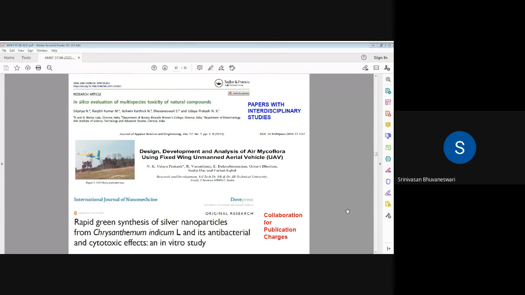Later, again, we had a collaboration with scientists from Korea, but I'm not very happy with this collaboration because we collaborated only for the sake of publication charges. Around $3,800 or $3,400 we are supposed to pay. We were unable to, so we had a collaboration with authors from Korea. Then we got this paper published.